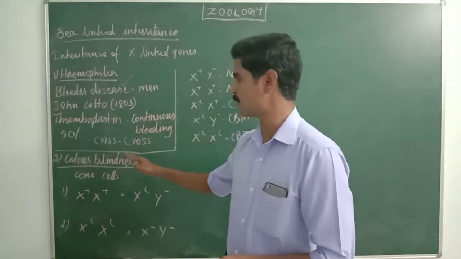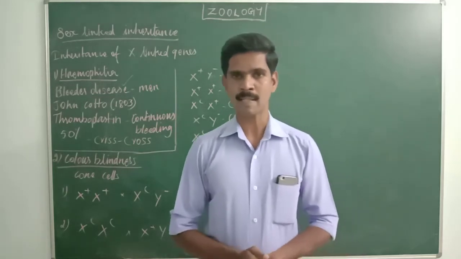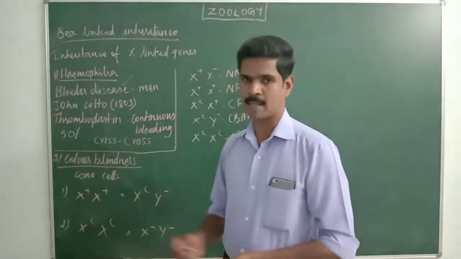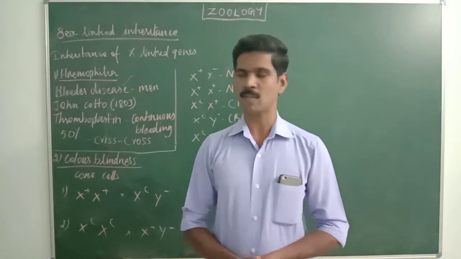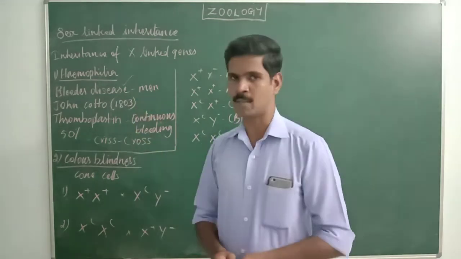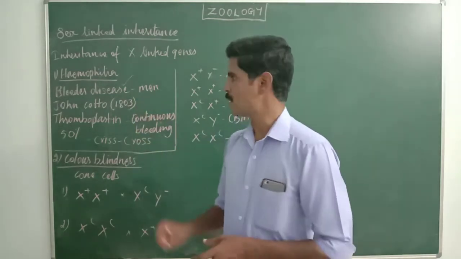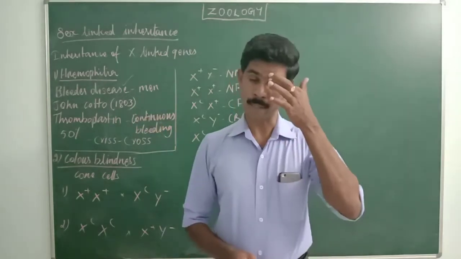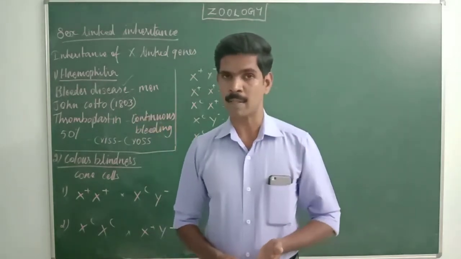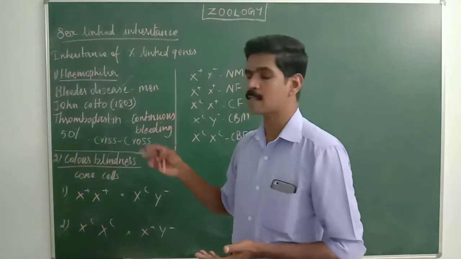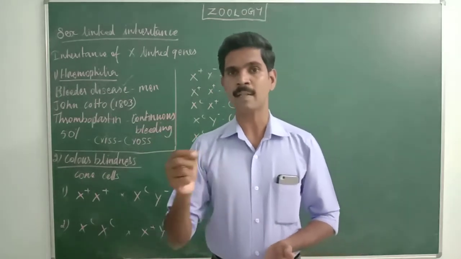Then the last point: this disease is one of the examples for the crisscross pattern. So that's all about this first disease here. Now let me repeat all the points. The first point is that it is a bleeder disease, otherwise called bleeder disease. And this disease affects men more than women.